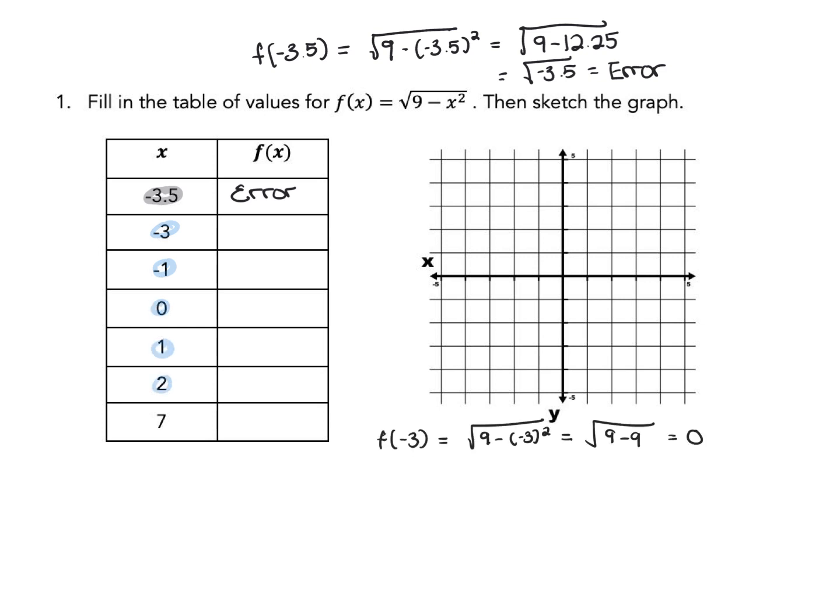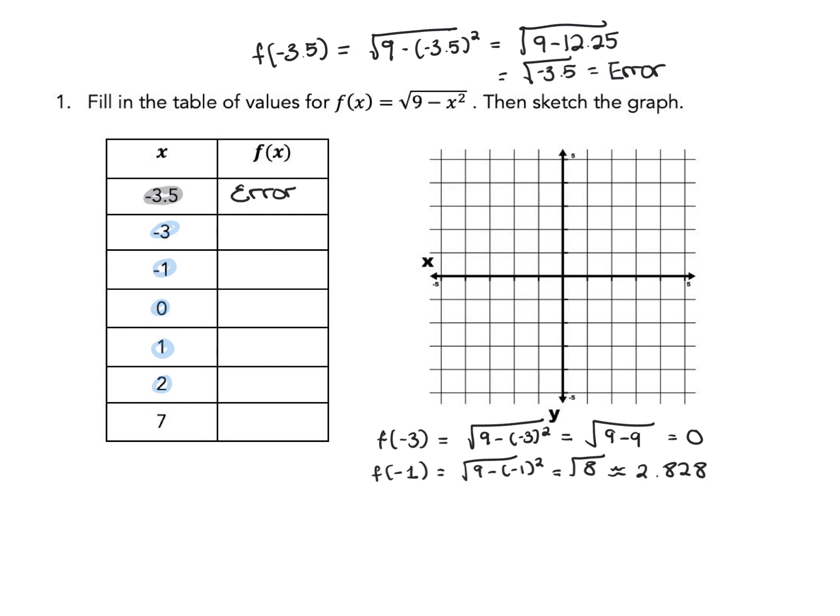F of negative 3 is going to be 0. We plug in negative 3, get square root of 9 minus negative 3 squared, which is 9 minus 9. Square root of 0 is 0. F of negative 1 is going to be square root of 9 minus negative 1 squared. That's going to be square root of 8, which is about 2.828.